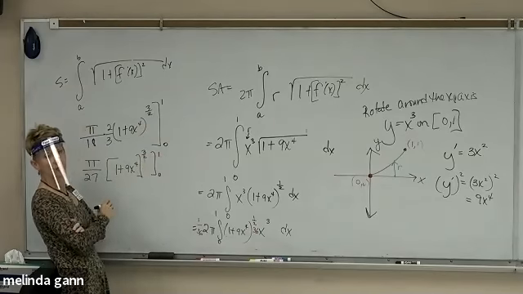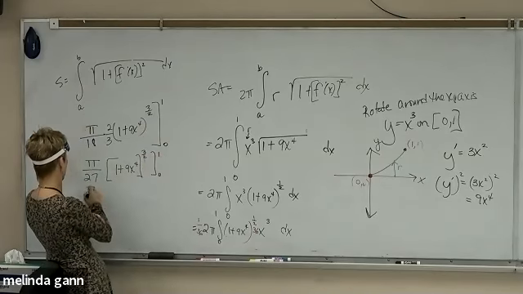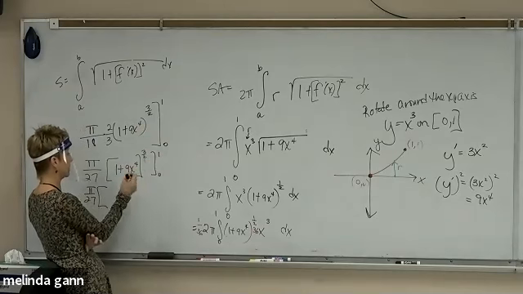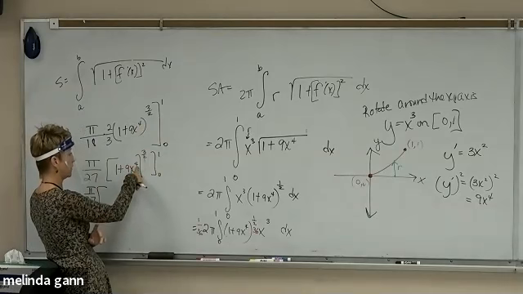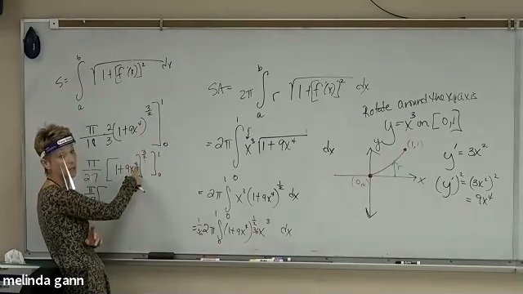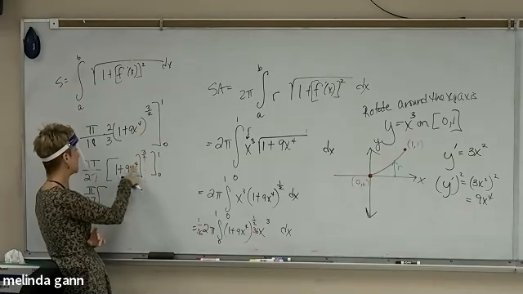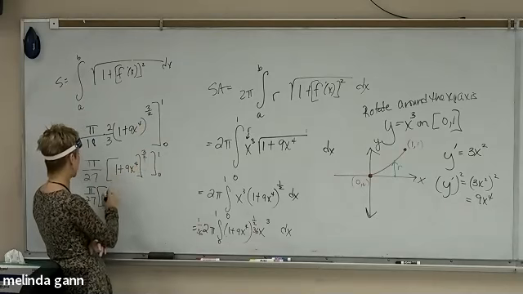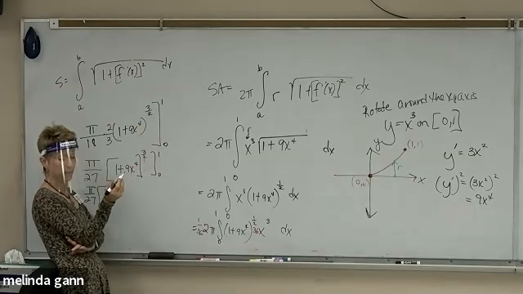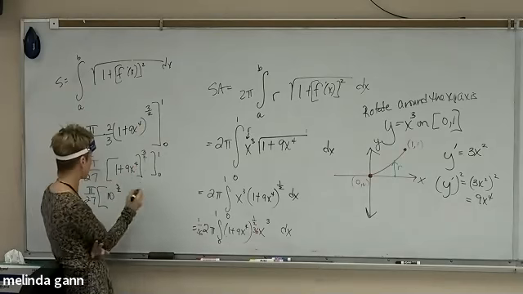Now we got to get good with roots and fractions. So I've got pi over 27. Let's plug in the 1. What's 1 to the 4th? 1. What's 9 times 1? 9 plus 1 more. So I've got 10 to the 3/2. Everybody okay with that one?